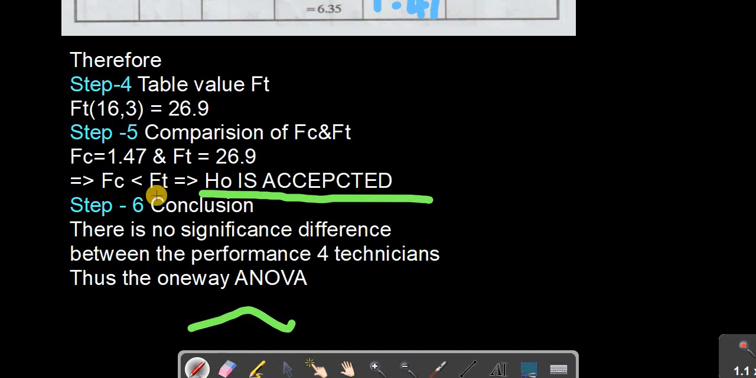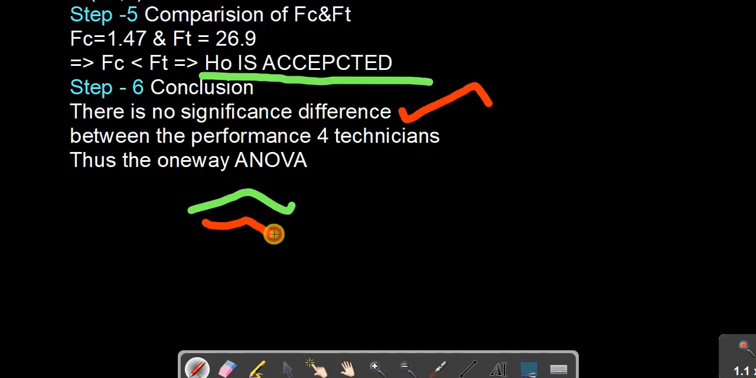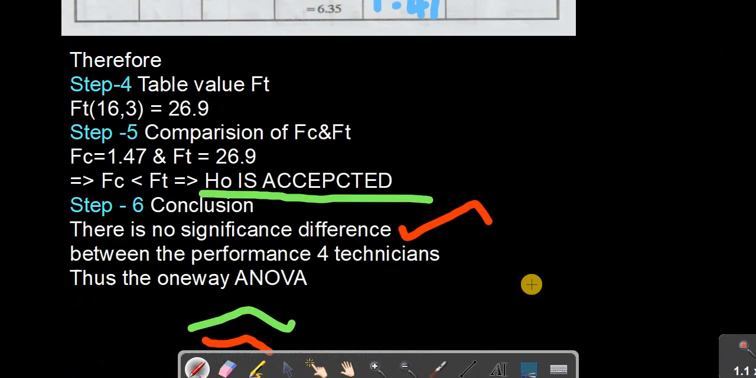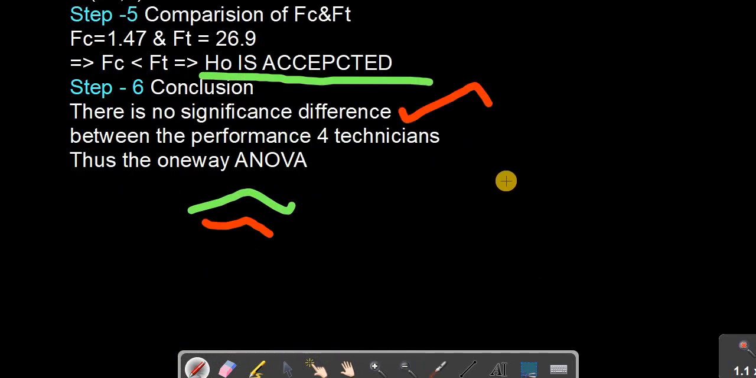If it is accepted, there is no significant difference. If it is rejected, then there is a significant difference. Like that we have to do one-way ANOVA. Okay. Thank you very much.